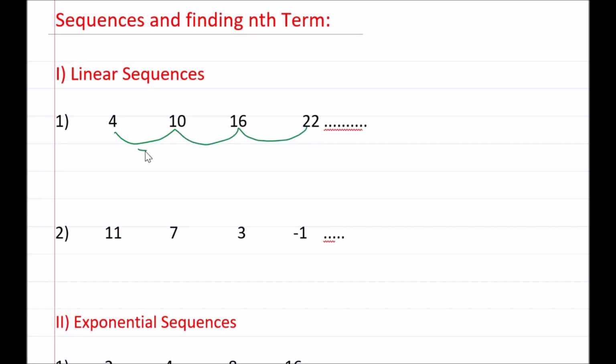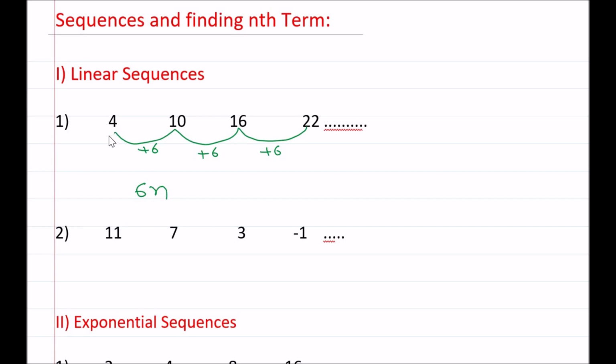4 plus 6, we will get 10. 10 plus 6, 16. 16 plus 6, 22. Okay. So whatever this constant addition or subtraction comes, what will be the nth term? You write here 6, 6, 6 everywhere, the difference. So 6n. Okay. Now 6n, so put n equal to 1. You are getting 6. 6 into 1 is 6.